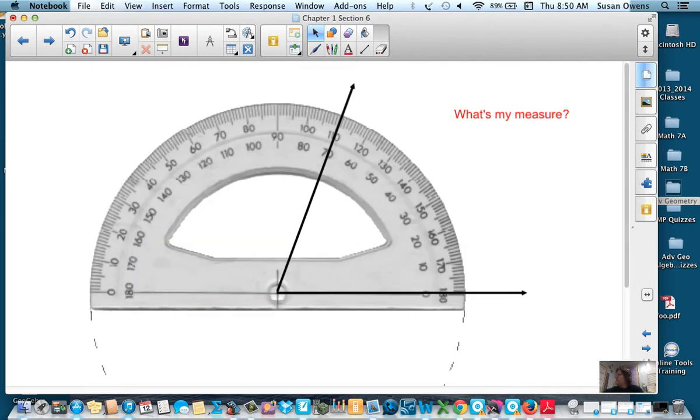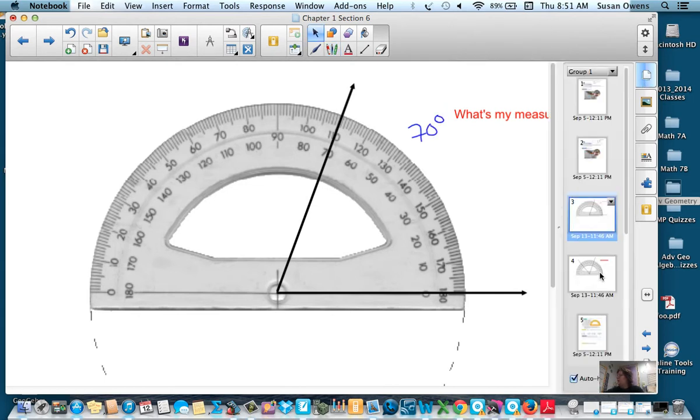The next thing I have is just to get you familiar with what we're going to be doing next, the protractor postulate. It seems, if I just show it to you, it seems like it's really wordy, really long, and really complicated, and it really is such an easy concept. So I start out with a little protractor, and I say, what's my measure? So we're good at this. I have one side of the angle lined up with 0, so the other side of the angle is the measure of the angle. So this is 70 degrees. Done.